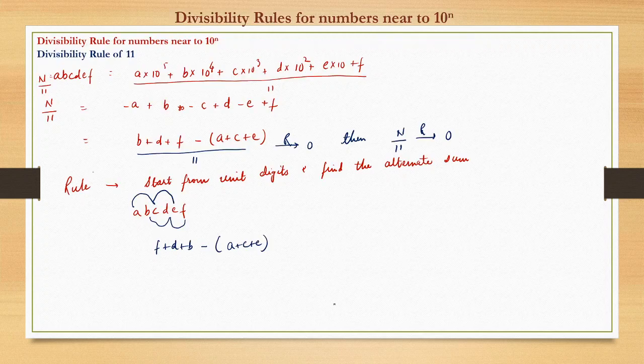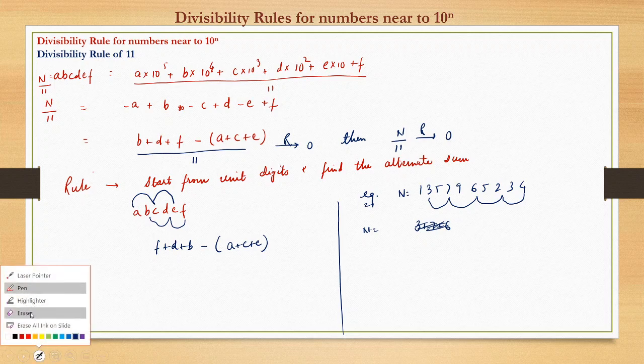So basically I just take one example here to solve. Example: 1 3 5 7 9 6 5 2 4 3. I have to check whether this number is divisible by 11 or not. So what I do, I add the digits: 4 plus 2 plus 6, 6 6 12, 12 7 19, 19 3 22. Rather, we start from right.